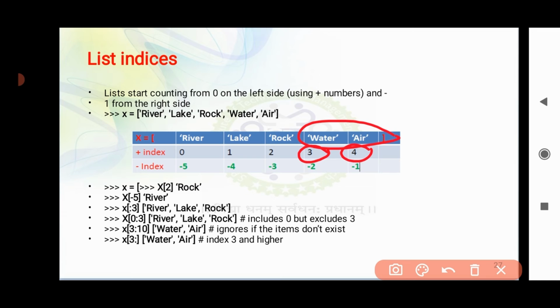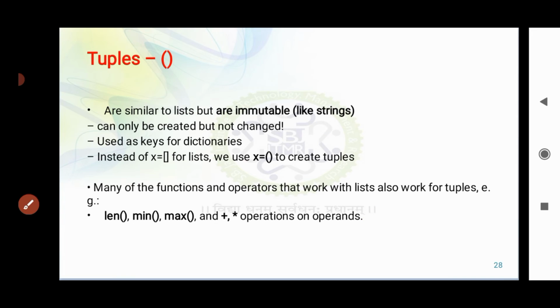Coming to x of 3 colon, nothing is there after the colon. So here the starting index is mentioned but the last index is not. It will take all the values up to the highest index present in that particular list. So again the output will be the same, starting from third and ending at the fourth, that is water and air. So this is how list indices are given for the elements included as part of a list. Next we have tuples.